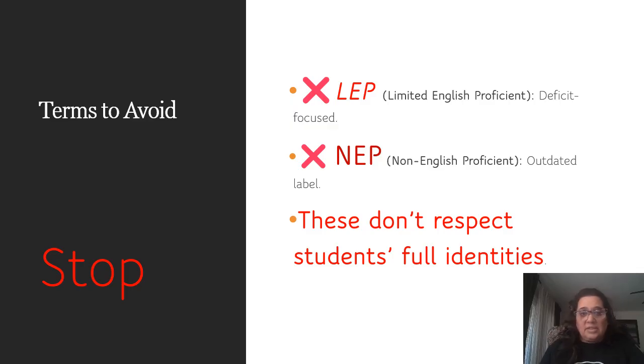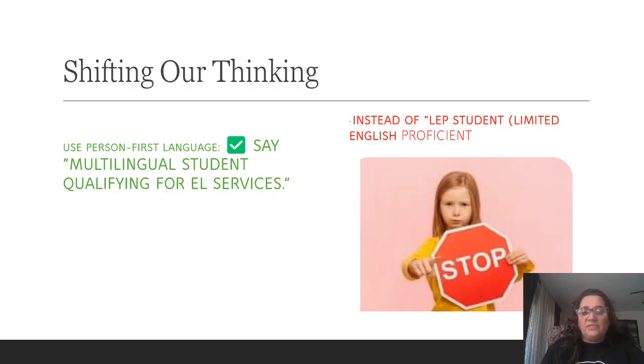Now, let's look at the terms to avoid. We avoid saying LEP, which stands for limited English proficient, because it has a deficit focus. Also, we avoid NEP, which stands for non-English proficient, an outdated label. These don't respect students' full identities. A shift in our thinking.